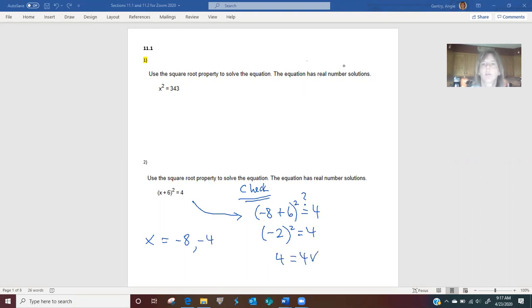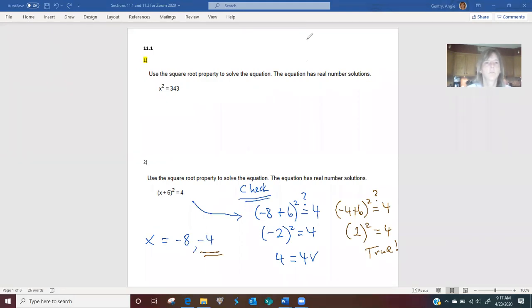And then you can check the other one. I'll do it in brown. So the other check is if x is -4, -4 plus 6, quantity squared, equals 4, question mark. -4 plus 6 is +2, 2 squared equals 4, true. You see? So this is why you need that plus minus in that square root property rule.